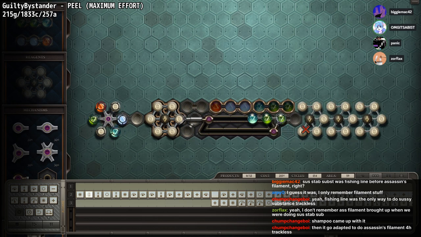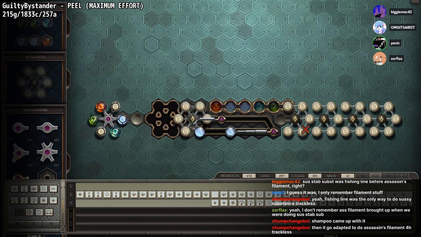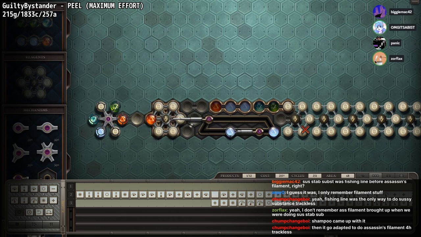What is this supposed to be? This is Peel Maximum Effort. Some sort of height meme. The pivot walking that it has to do to get the other piston under the waist. Amazing.